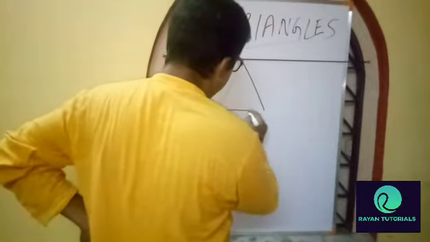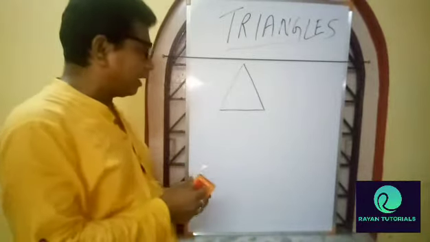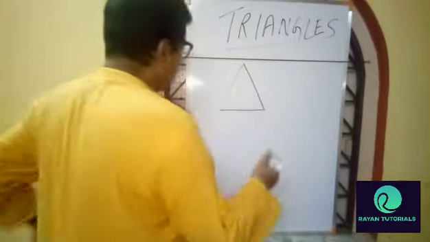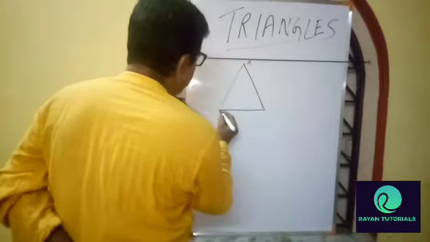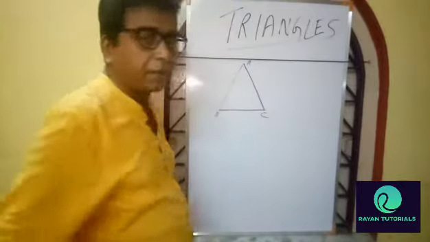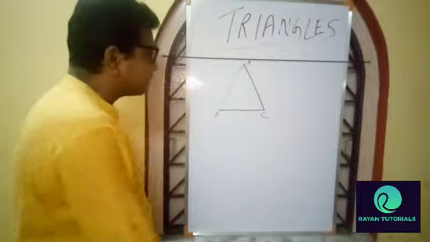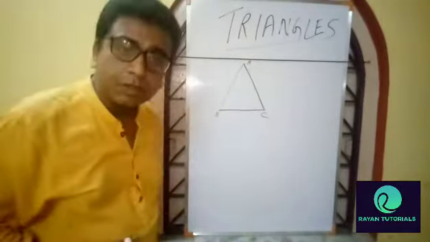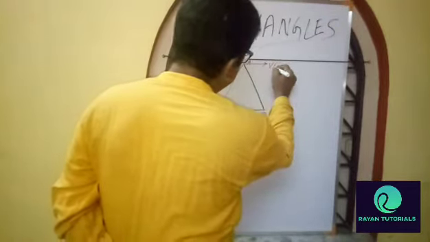This is a triangle. Good. Now in a triangle, what are the things that are there? You can see there are 3 points. 1, let me name it A. 2, let me name it B. 3, let me name it C. So in a triangle, first of all, we get 3 points A, B, C. What are the names of these points? These points are called the vertex.